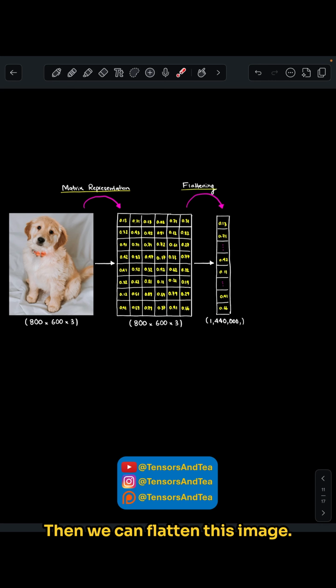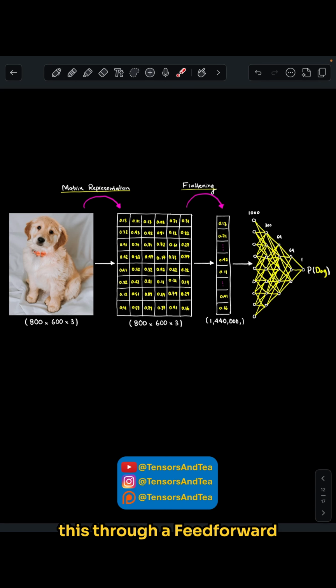Then we can flatten this image, so we take each one of these rows, for example, and concatenate them together end by end, which gives us this thing. And the dimension of this just becomes 800 times 600 times 3, which gives us 1.44 million. And then we can finally feed this through a feed-forward neural network, which here has 1,000 neurons, 300, 64, 64, and 1. And this final output here gives us the probability that this input image is a dog.